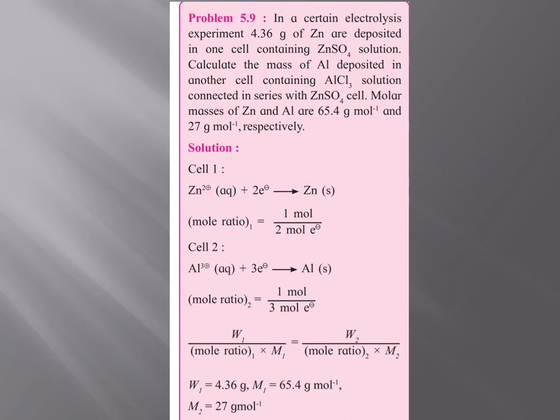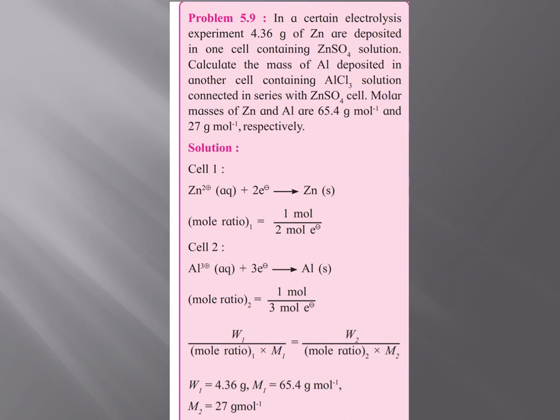So students, at zinc, there is a reduction taking place as zinc gains 2 electrons. It is given as Zn2+ + 2 electrons giving zinc, which is deposited in the cell that contains the electrolyte ZnSO4. So now let us calculate the mole ratio for zinc. So it is 1 mole.